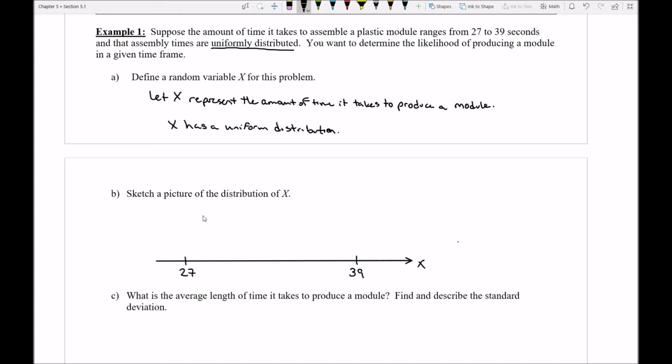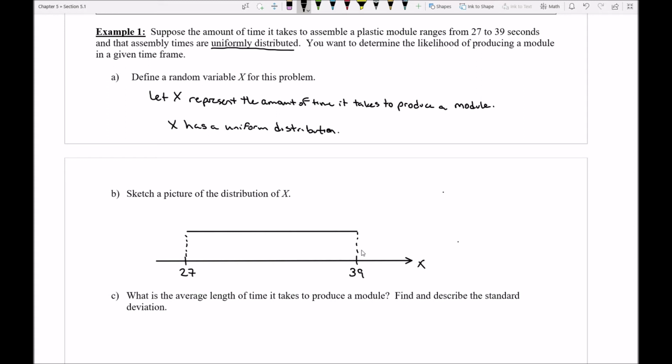Now the shape above this, remember, if it's uniformly distributed, is just going to be a nice straight line. Every single bar along the way would have been the exact same height. And so I'm going to get a picture that looks just like this. That's the picture of the uniform distribution in this case.